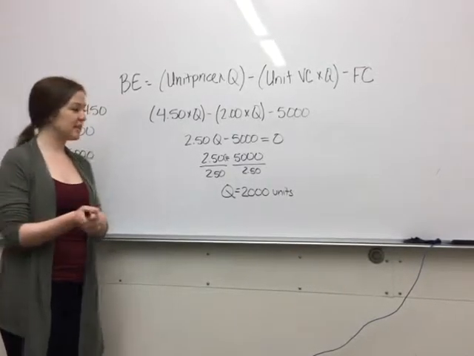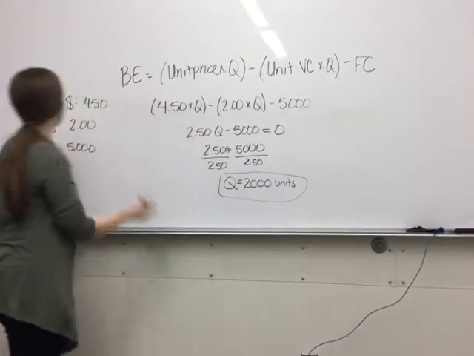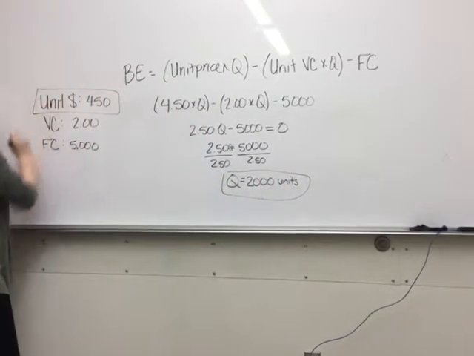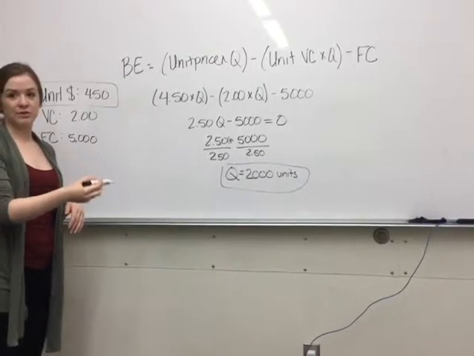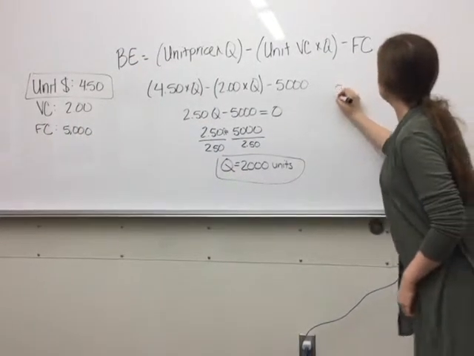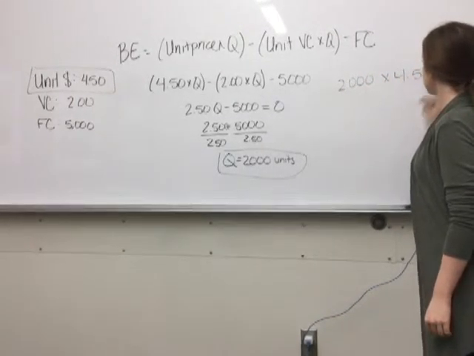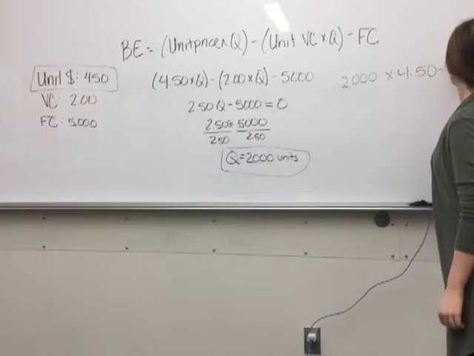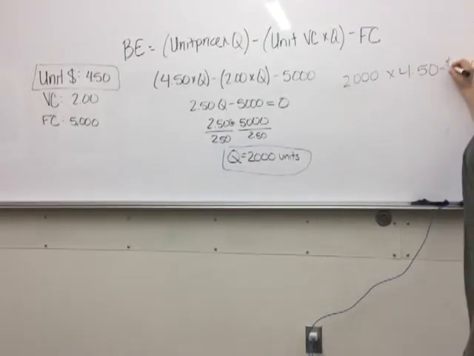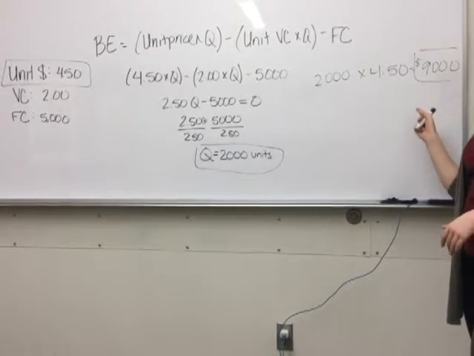Okay, so another thing to keep in mind is you can take this number, multiply it by this number, and that gives you the total sales revenue if you break even. So let's move over here. So we have 2,000 units times $4.50, and that's $9,000. So we would have $9,000 in total revenue at our break-even point.